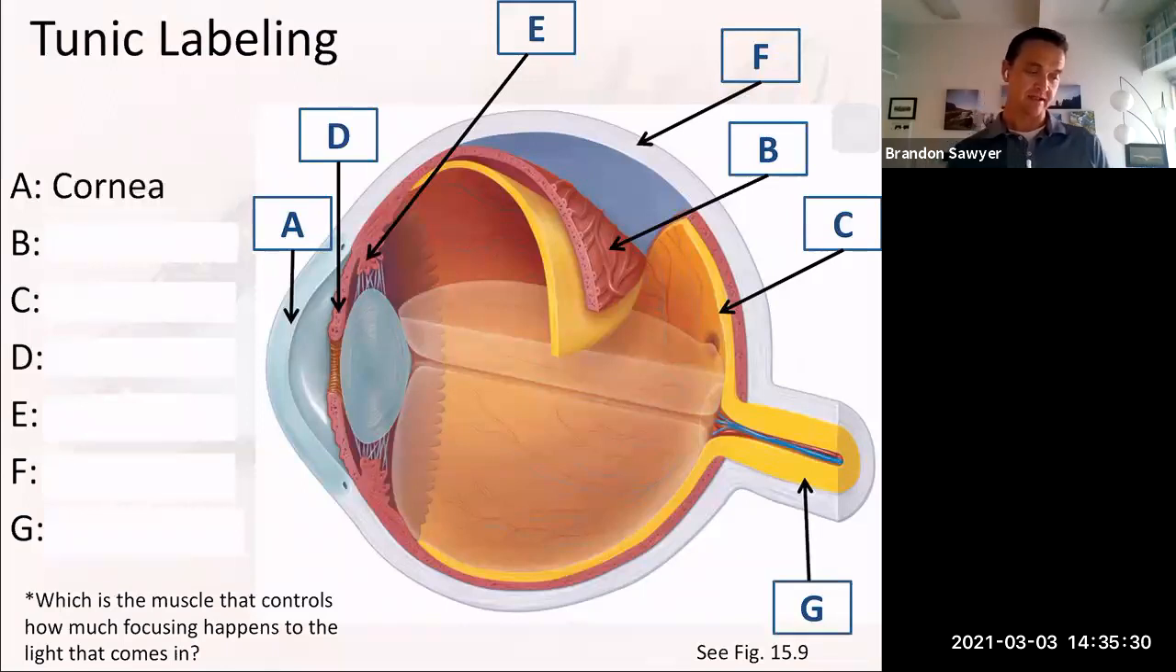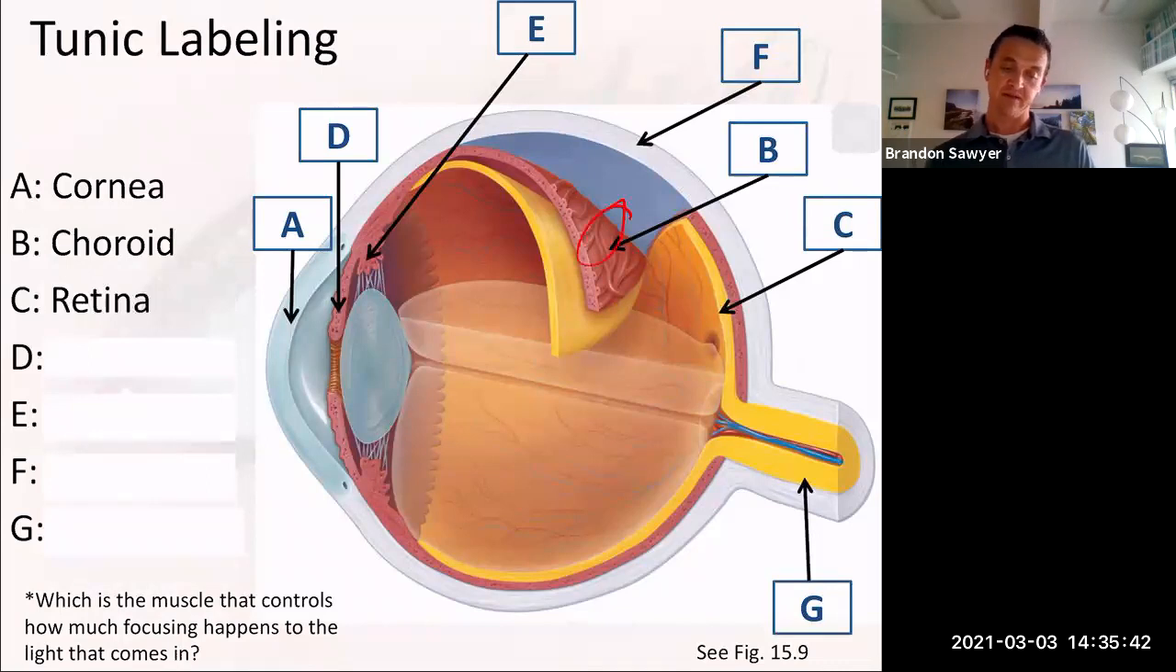A is that part of the external tunic called the cornea. B is the choroid layer. You can see it's nice and thick, has blood vessels, and is pigmented. C is the retina, the very internal tunic. We haven't talked about that one yet. D is the iris, which we talked about. That's going to be right here, controlling the size of the pupil.